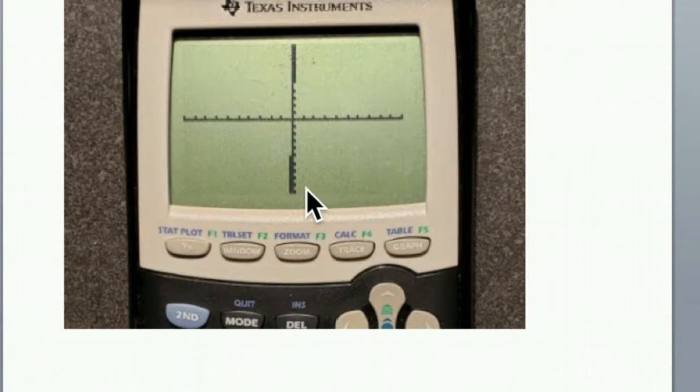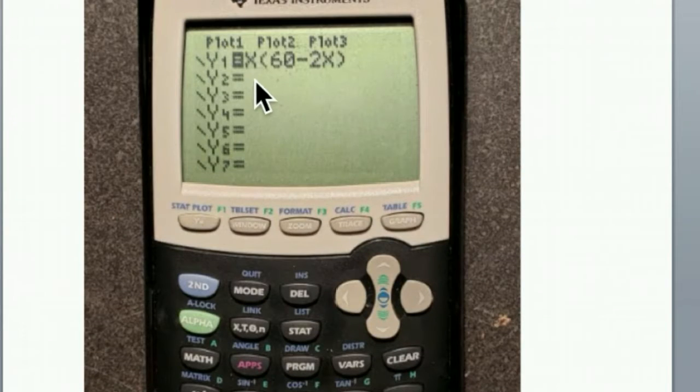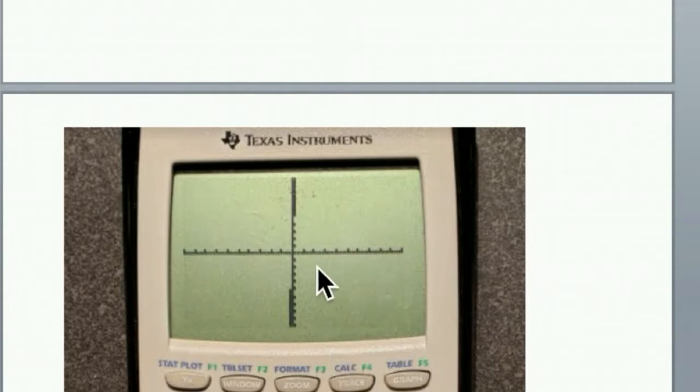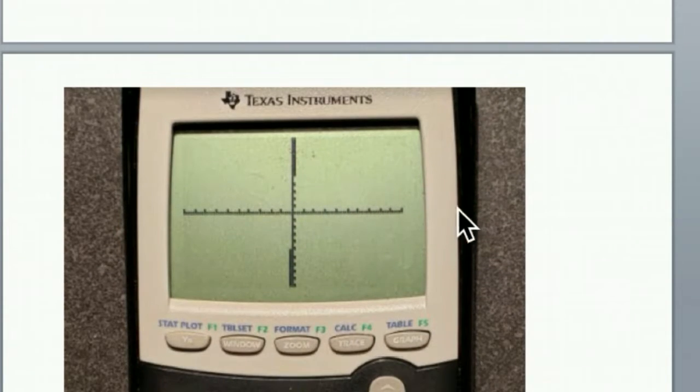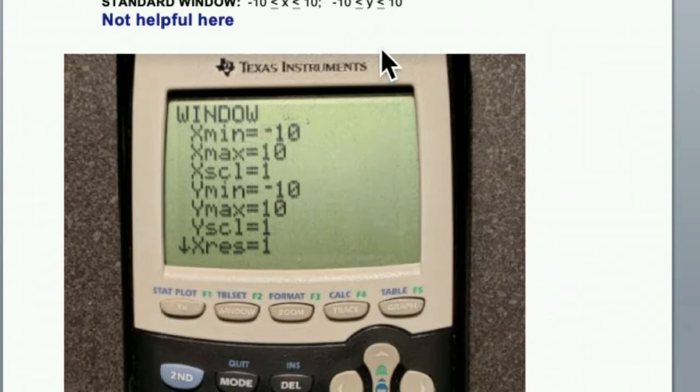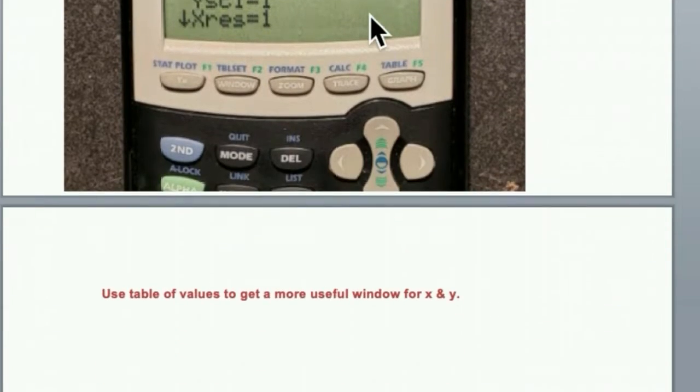Not helpful for this graph because I already know that x is 0 to 30. I need to go all the way out to 30 before I can see the other zeros of the function. When x is 0, this area is 0. When x is 30, I'll have 30 times 60 minus 60 here, which is also 0. So I know those are the zeros of the function, so I know my x-axis has to go to at least 30.